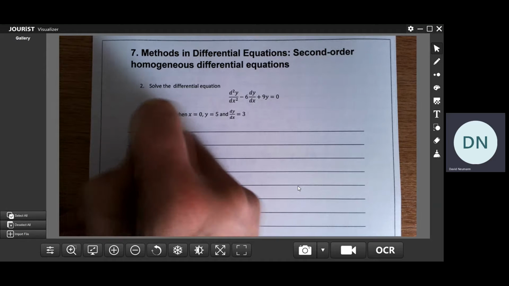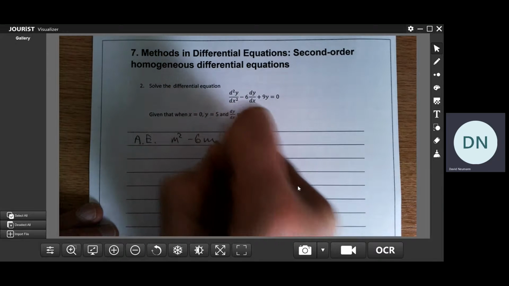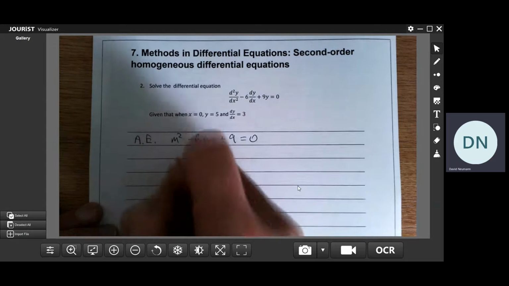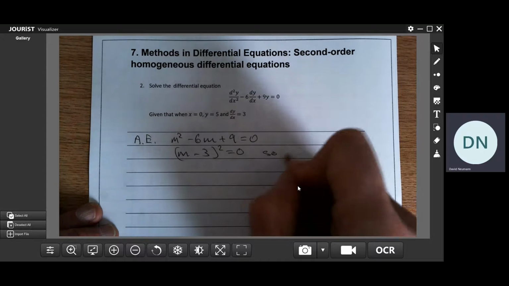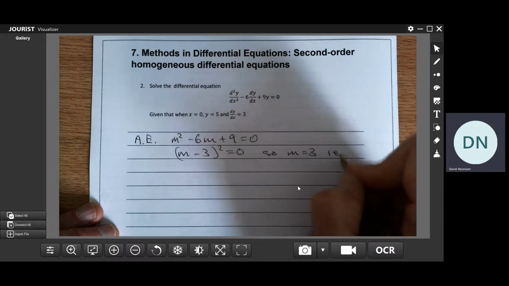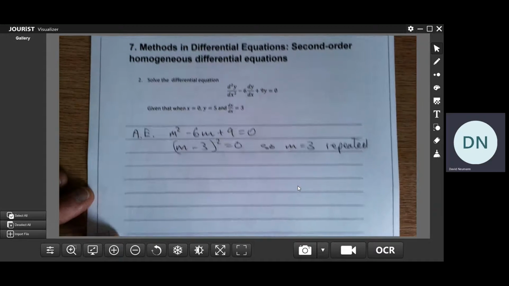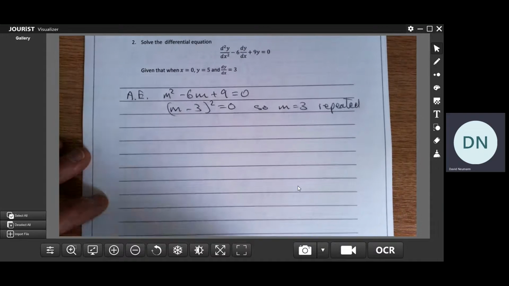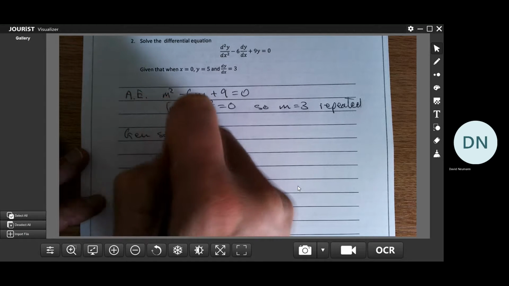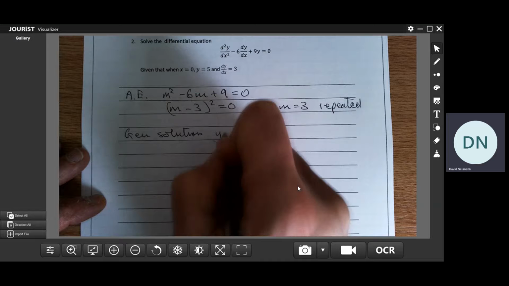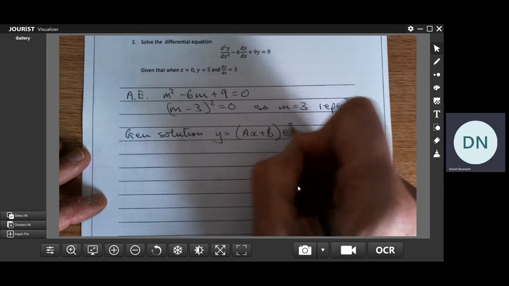So we're going to write the auxiliary equation, m squared minus 6m plus 9 equals 0. That's m minus 3 squared equals 0. So m equals 3, and it's a repeated root. So the pattern for our general solution is y equals (ax plus b) e to the 3x.